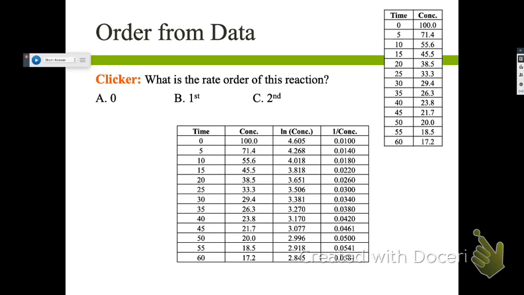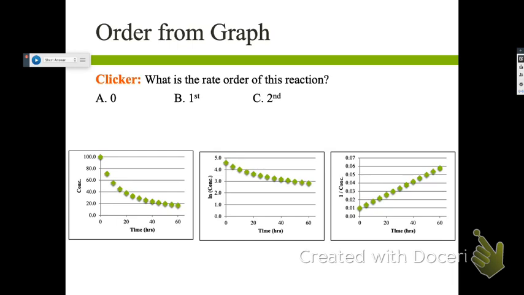Is there anywhere where the changes are the same? So all these are a 5-second change, and it's about a 0.004 change between each of those, 1 over concentration. That tells us a second order. We can look at a graphic version of it as well. We can see that 1 over concentration does have a linear relationship. But it's not negative. What's going on? Why is it not pointing down?